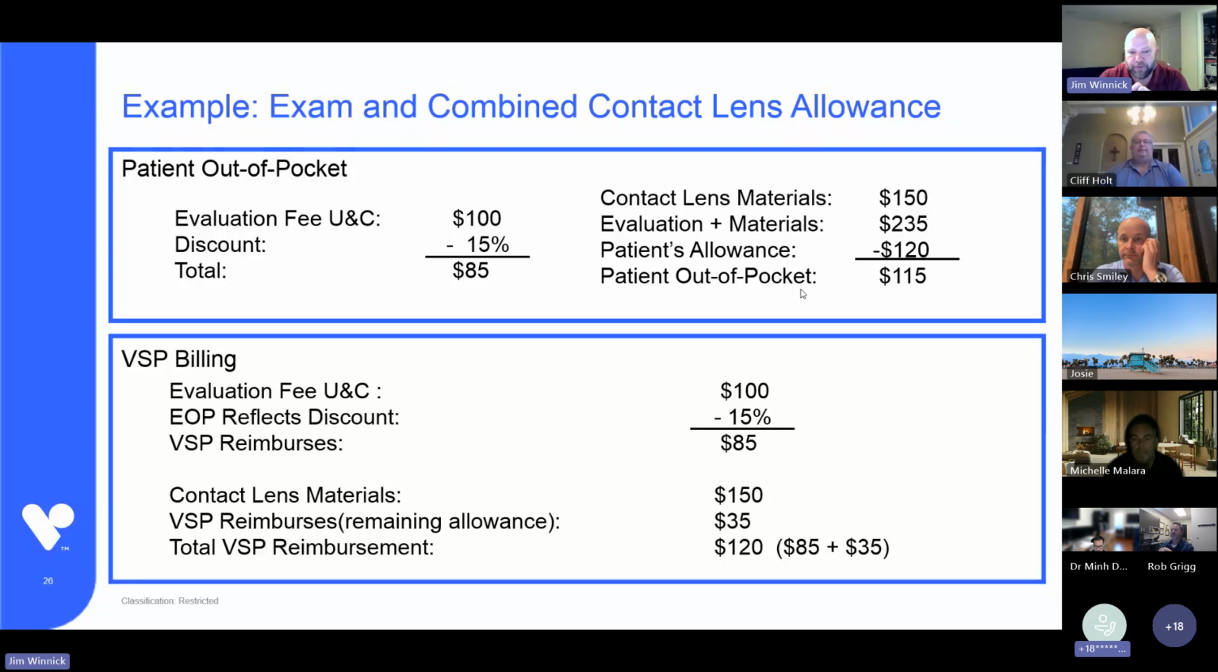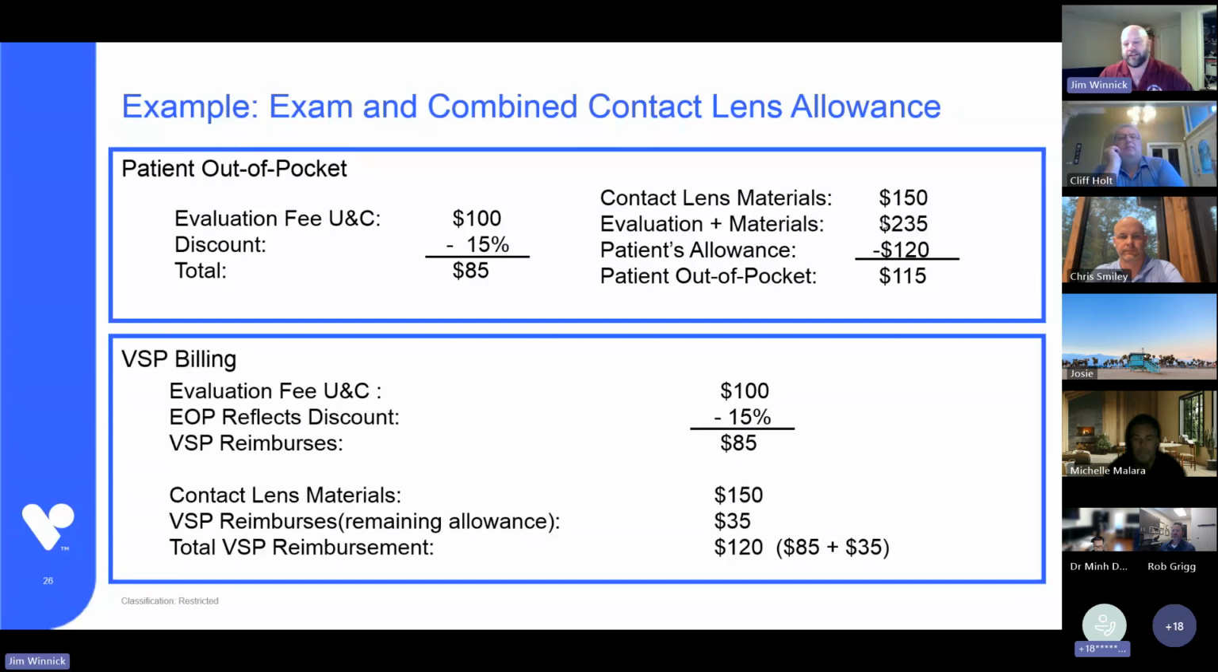Then we're going to bill VSP, our usual and customary $100. We're going to be reimbursed both the $85 for our fitting as well as the $35 that is the remaining amount after the contact lens material calculations, and that keeps us whole at $235 of total reimbursement.